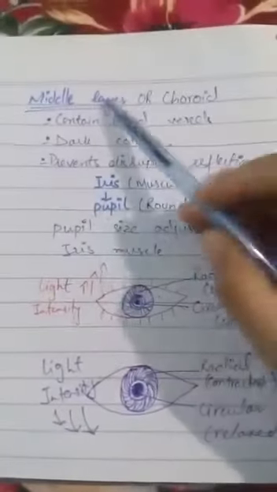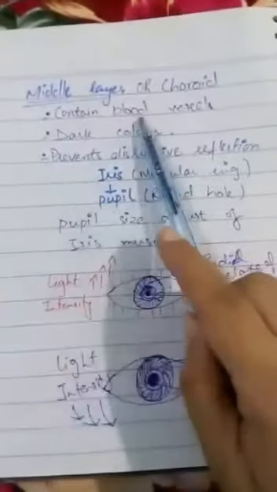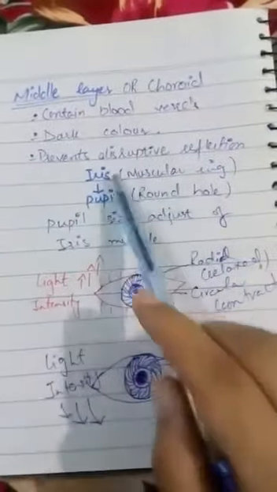Then the second layer is the middle layer. The middle layer is also known as the choroid. It contains different types of blood vessels. The dark color of the eye is known as the choroid. It also prevents disruption of the reflection.